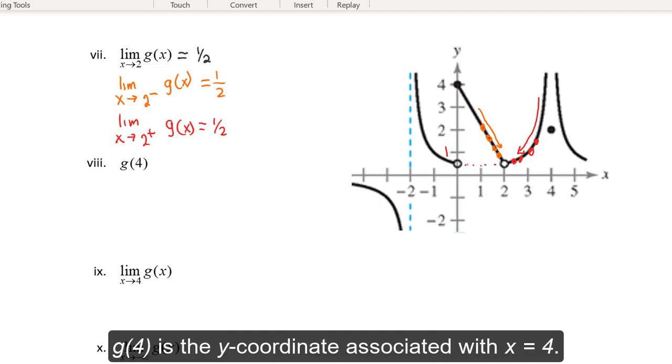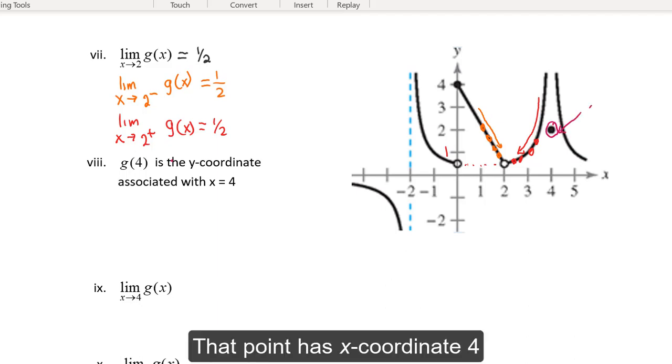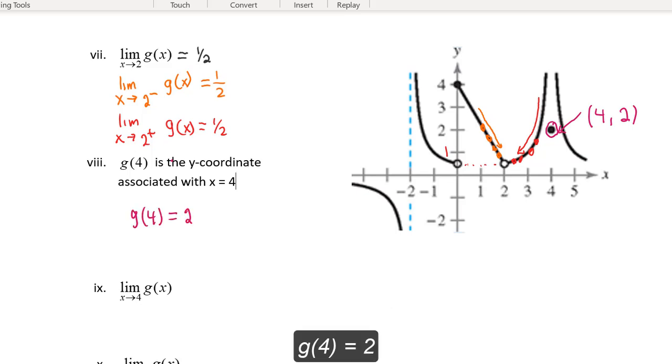G of 4 is the y-coordinate associated with x equals 4. So we look right here, that point has x-coordinate 4 and y-coordinate 2. Therefore, g of 4 is that y-coordinate 2. G of 4 equals 2.